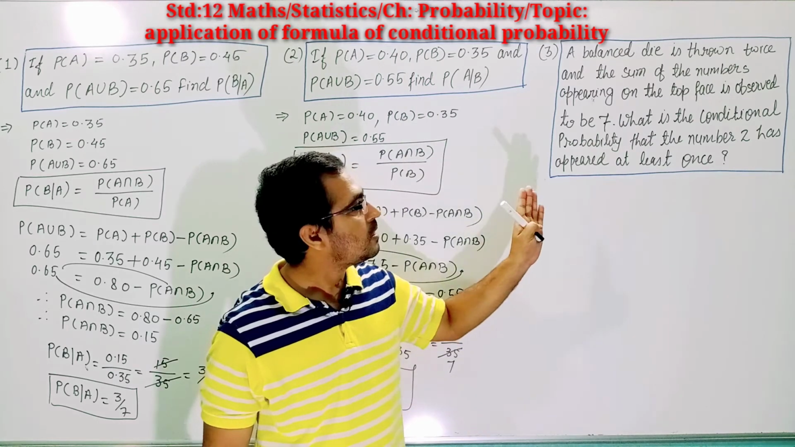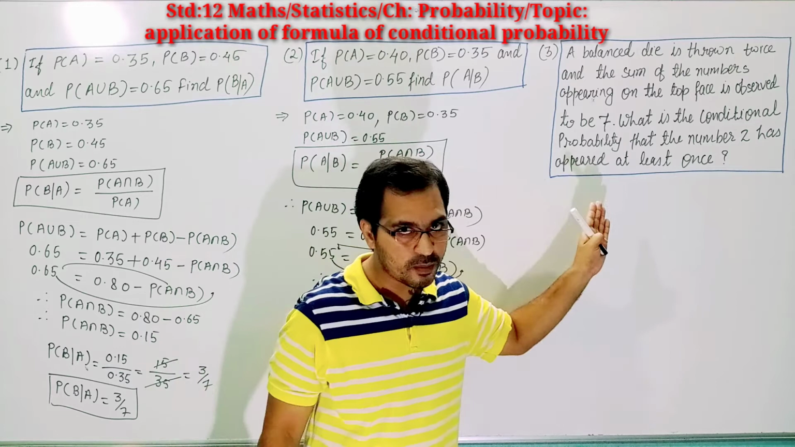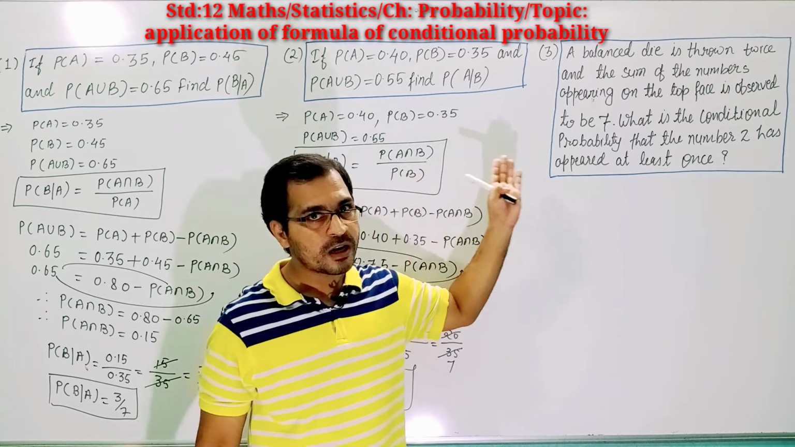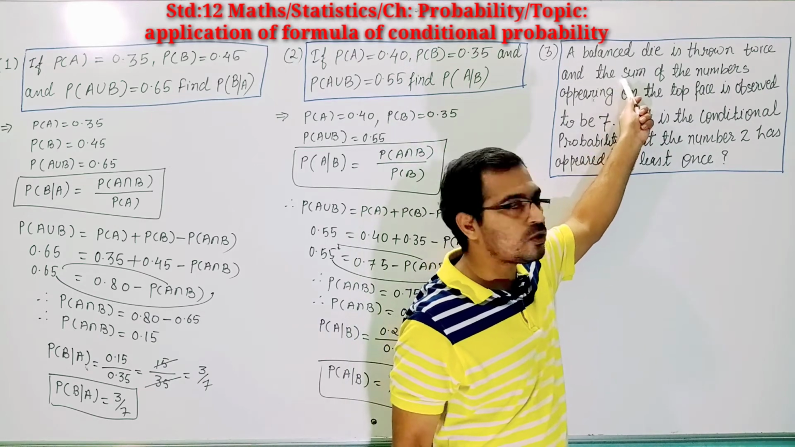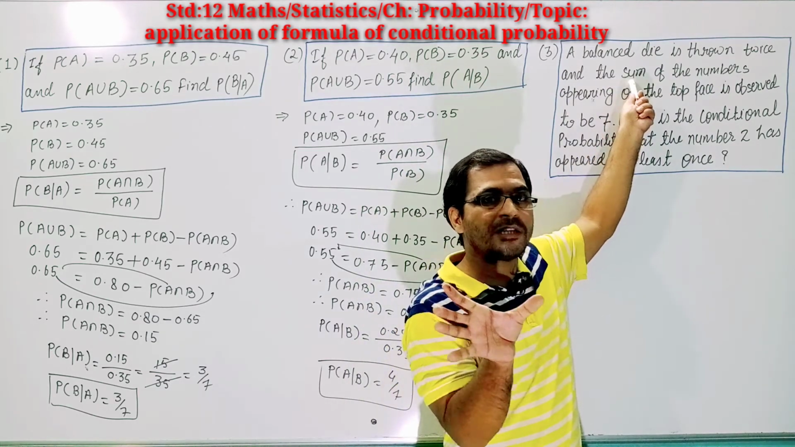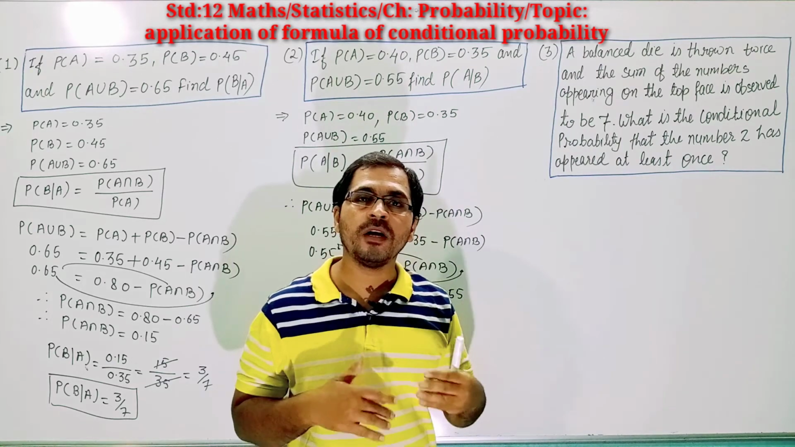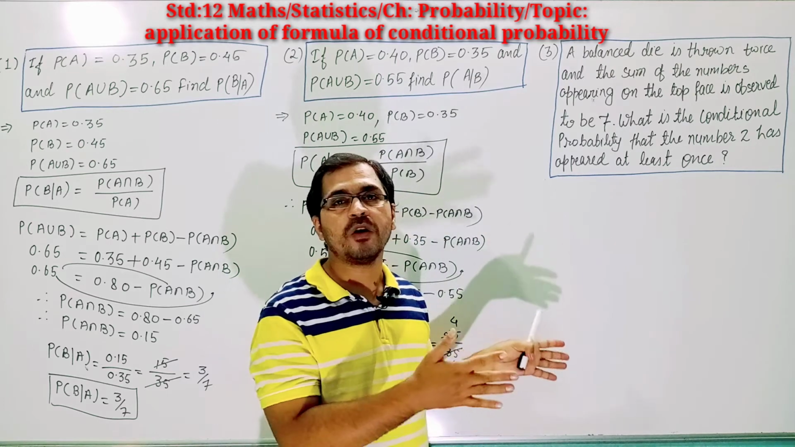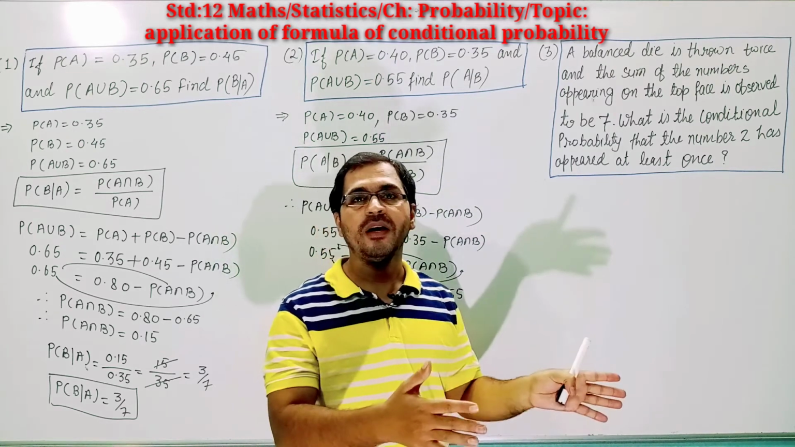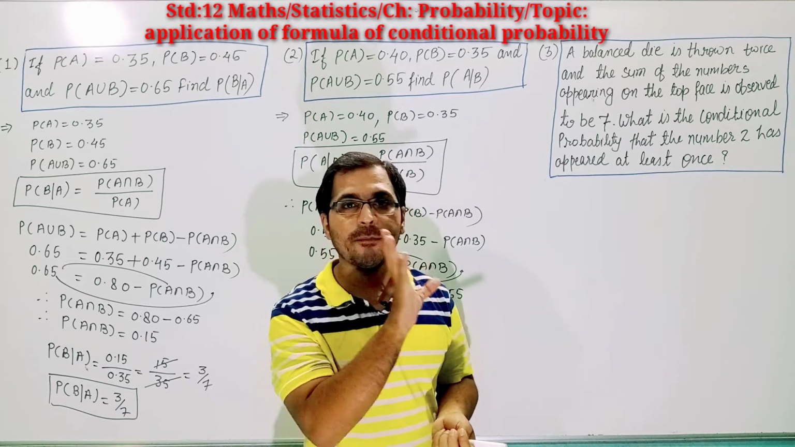Okay students, you can compare this statement with the definition of conditional probability from a particular sample space. A balanced die is thrown twice, right students? What is the sample space? If you are throwing a balanced die twice, how many sample points will there be? 36, because the combinations may be 1 1, 1 2, 1 3 and so on. So the total number of sample points will be 36.